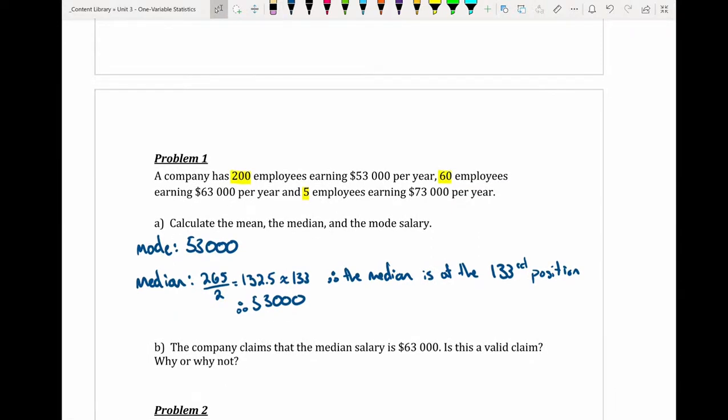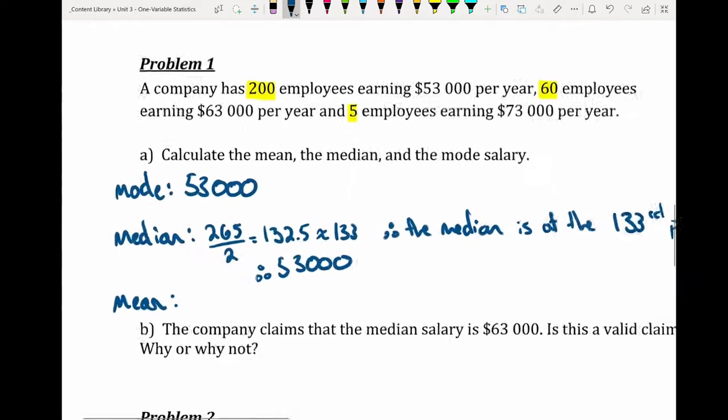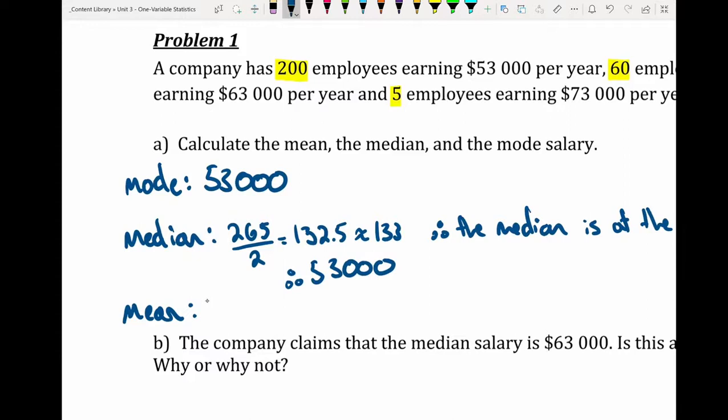And finally, the mean is the average. So if I want to find the average, I have to add up all of my numbers and divide them by how many total numbers I have. So in this case, it's going to be a little bit different. So I have 200 numbers of the 53,000.